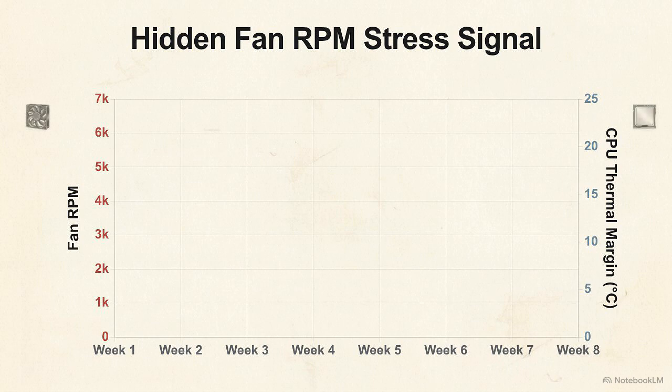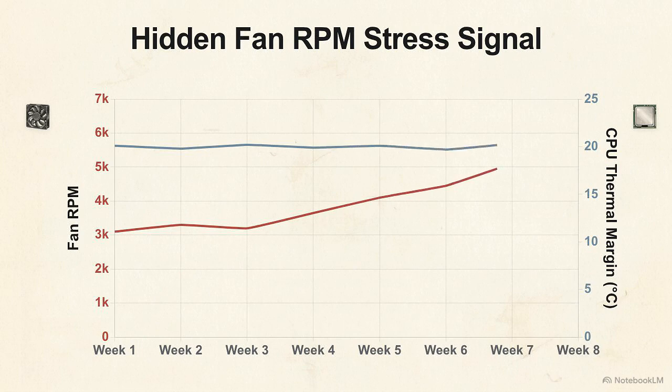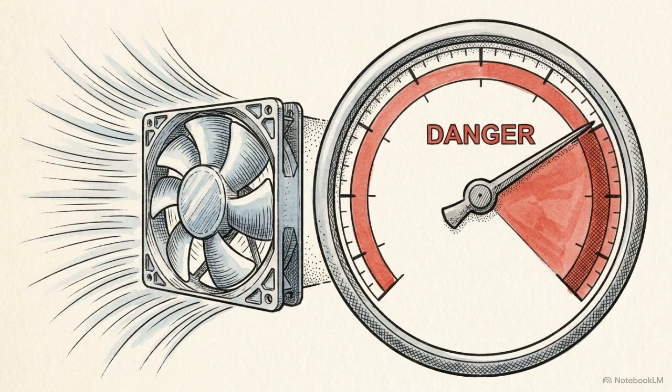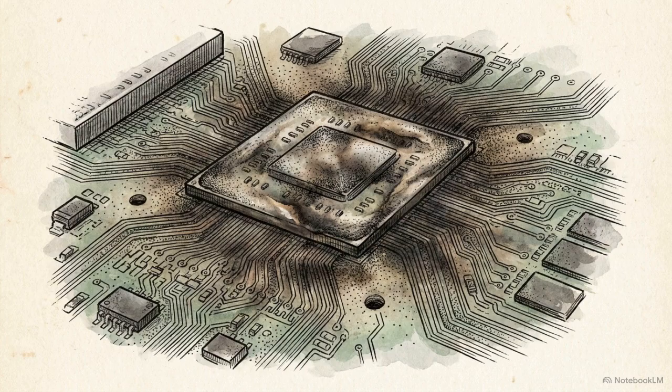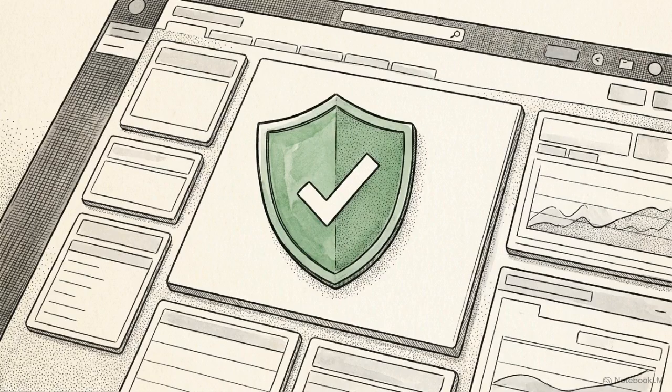This chart shows fan curve drift, a subtle early warning signal of hardware stress. Over several weeks, the fan RPM increases steadily. While the fan speed climbs, the blue line representing the CPU thermal margin remains horizontal. The server is working significantly harder to maintain the same temperature envelope, a clear sign of impending mechanical or thermal failure. An OS-level agent only sees the stable CPU temperature and reports that the system is healthy.